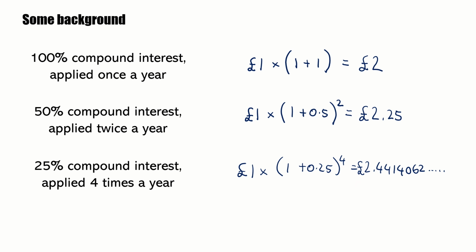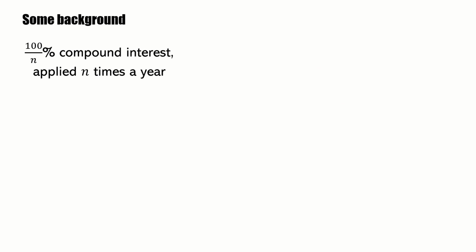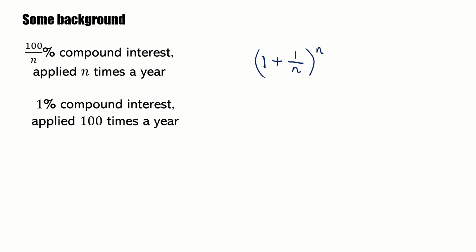But in general, the process that we're doing when we're splitting that 100% into n instalments spread throughout the year is the calculation of 1 + 1/n, and then we're doing that n times throughout the year. So if we continue applying this idea even further, let's say for instance you want to do 1% compound interest applied 100 times a year, you're doing (1 + 1/100) to the power of 100.